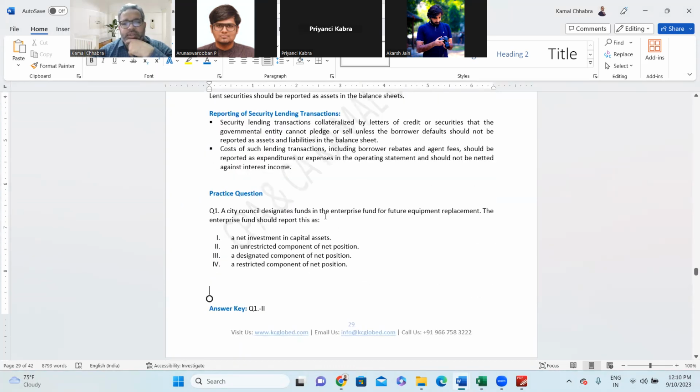The city council designated funds in the enterprise fund for future equipment replacement. So it is being internally designated.